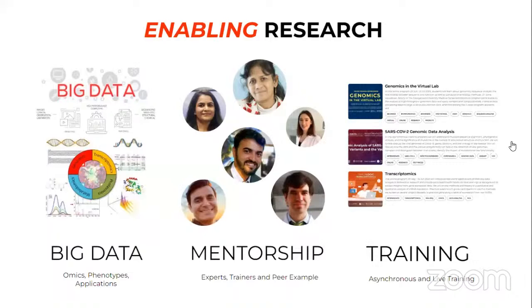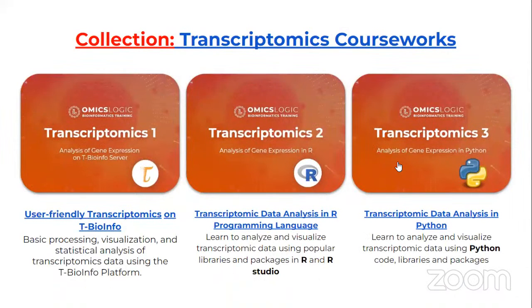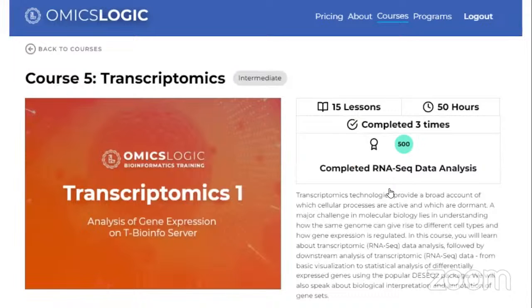So now when you enter the keyword transcriptomics, there will be 3 major courses that will pop up. That will be Transcriptomics 1, which makes use of the T-Bioinfo platform, and you also will see Transcriptomics 2, which makes use of the R programming language, and you will also see Transcriptomics 3, that makes use of the Python coding language. So for those participants who do not have a prior background in coding and who are completely new to the field of transcriptomics, Transcriptomics 1 will be the best course to start with. So in this webinar, I'll be covering more about the highlights of Transcriptomics 1.